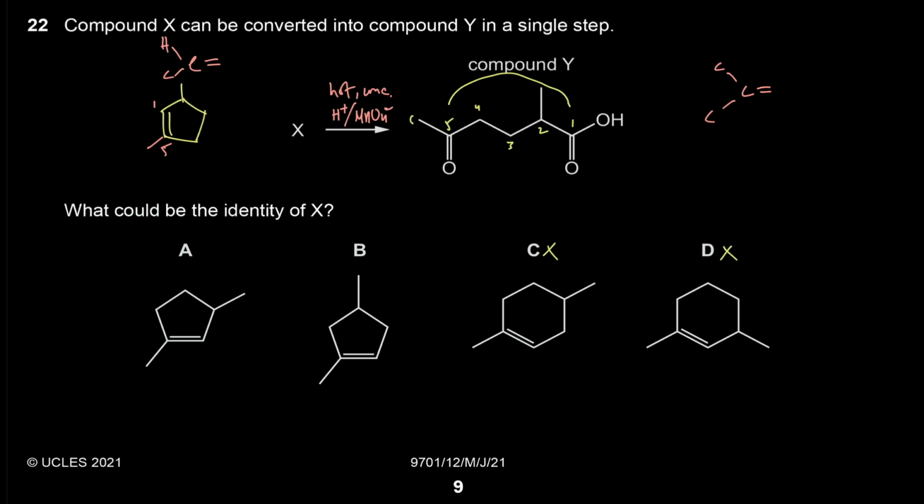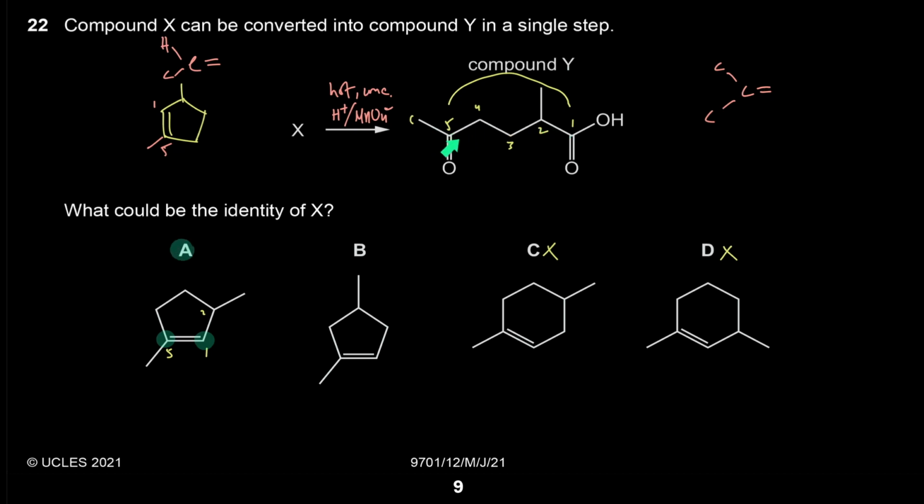A. This is the carbon that gave us the acid. On the neighboring carbon, we have a methyl group, and on this carbon, we have another methyl group over here. This is what gave us the ketone, and this is what gave you the acid group. So the answer here is A.